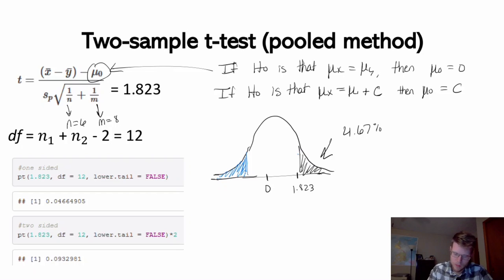So I'll do, keep messing this up, 4.67%. So then my p-value here is going to be about 9.33%.